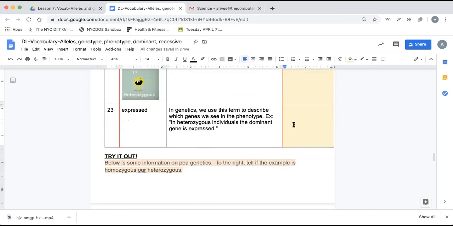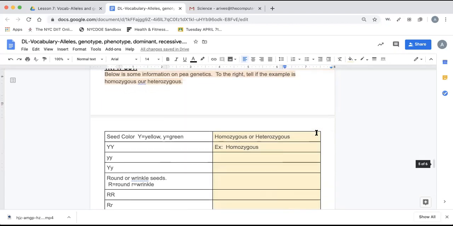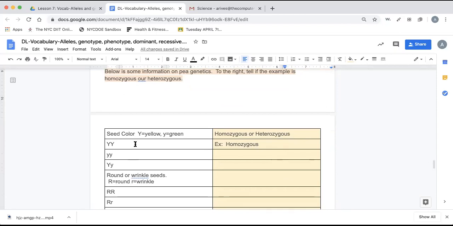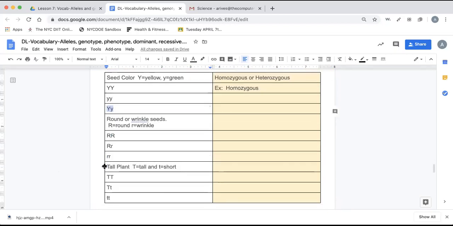Okay, expressed in genetics, it's when you actually see it. So sometimes a gene or an allele will be present and it's not expressed, so it is covered up or masked. There's really no need for an example here. All right, try it out. So here, all you're going to put in the yellow, remember we always fill out yellow, is whether something is homozygous or heterozygous. So capital Y is your example, that is homozygous. So same thing, if they are the same, it is homozygous. If they are different, it is heterozygous.